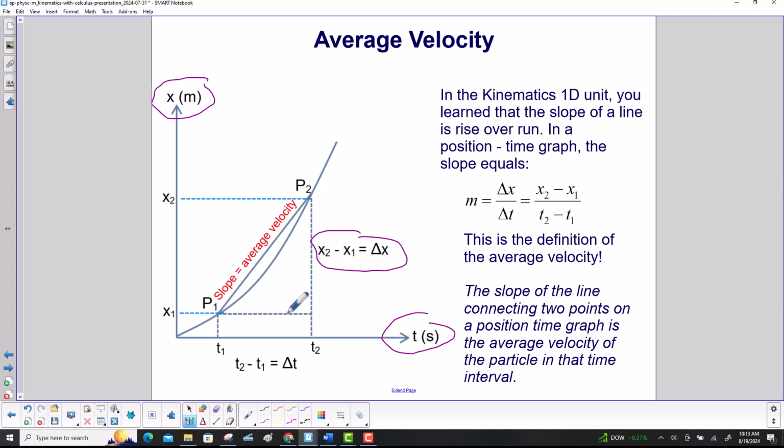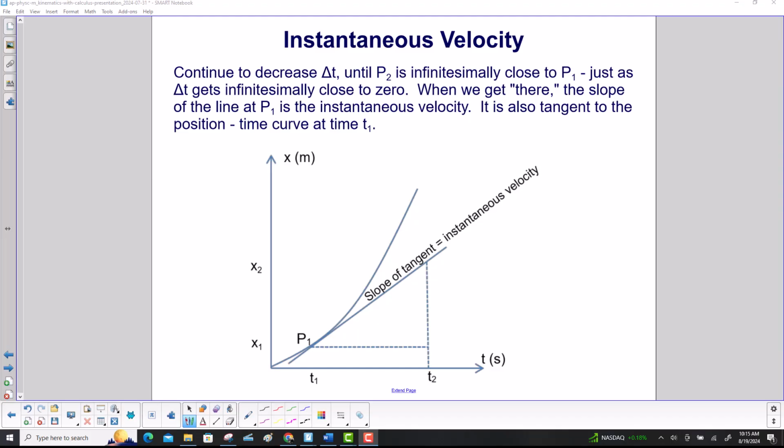delta x is this right here, and here is delta t. And the slope equals the average velocity. So the slope is the very definition of average velocity. The slope of the line connecting 2 points on a position time graph is the average velocity of the particle in that time interval. Continue to decrease delta t until point 2 is infinitesimally close to p1, just as delta t gets infinitesimally close to 0.